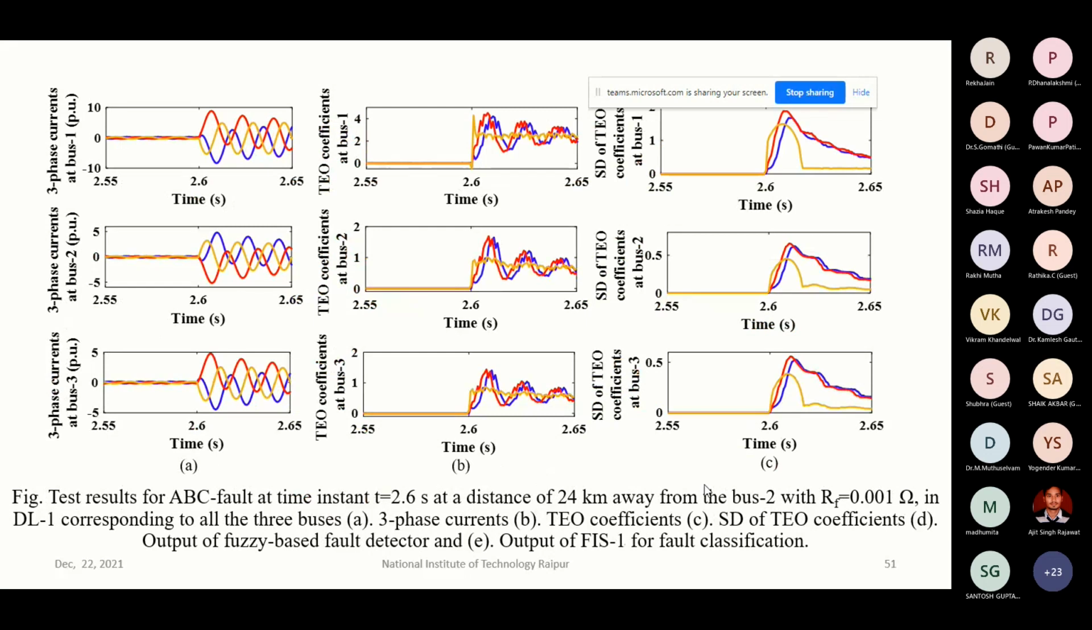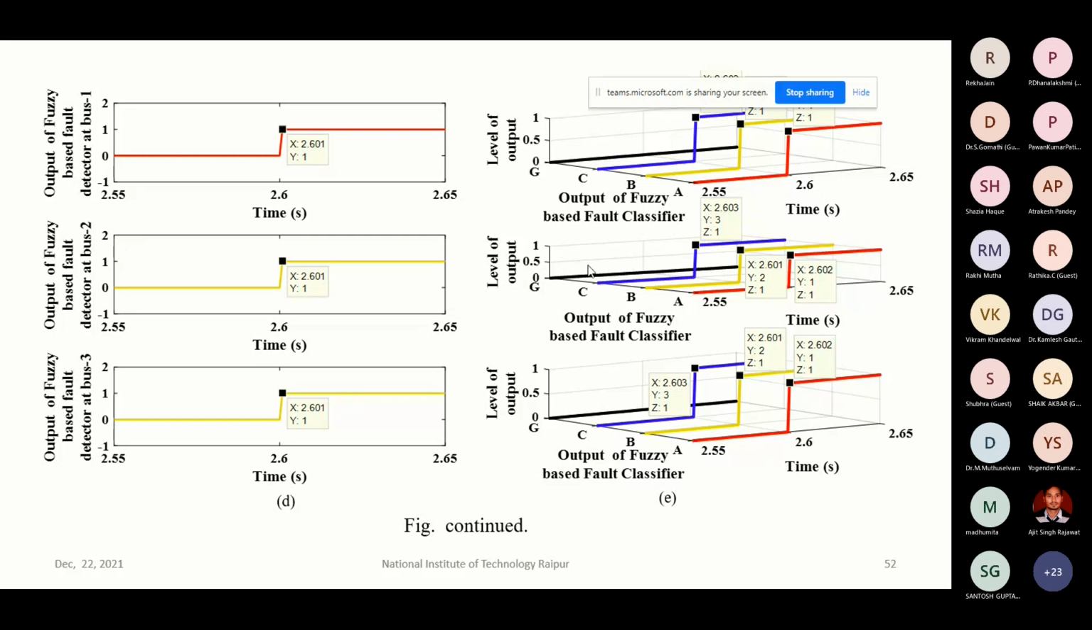Another case, what we have done, we have calculated the fault created at the same instant 2.6, but at 24 kilometer, and here the bus currents of bus 1, bus 2, bus 3, that is the three feeders that are there, all three have been shown, and their Teager energy coefficients are also shown. As it's a three phase fault, the Teager energy coefficients of all three phases are clearly rising from their non-faulty value, and the energy SD value also has clear discrimination. And then finally, the trip signal is issued. Also, the fault is classified correctly as three phase fault by the proposed fuzzy based fault classifier.